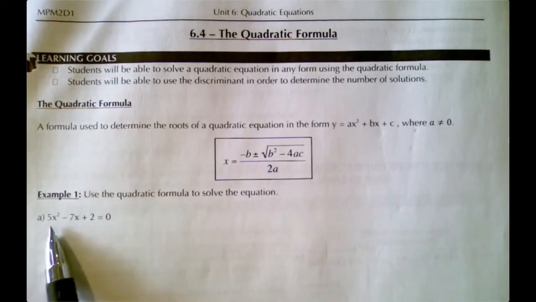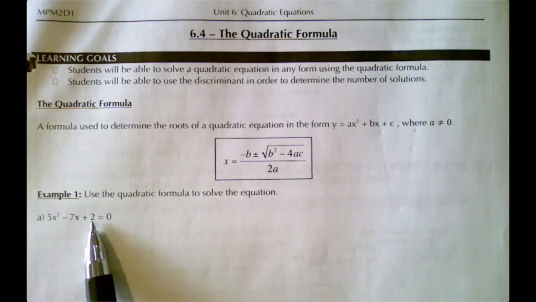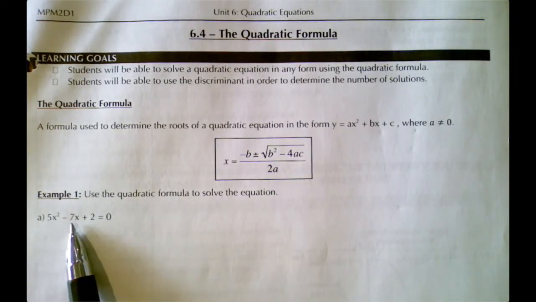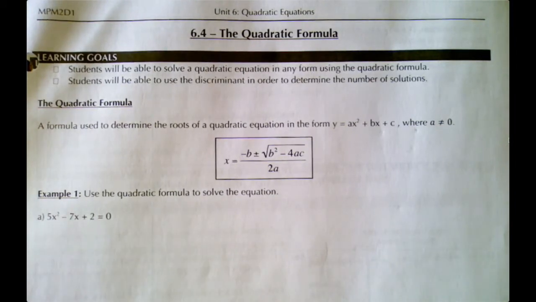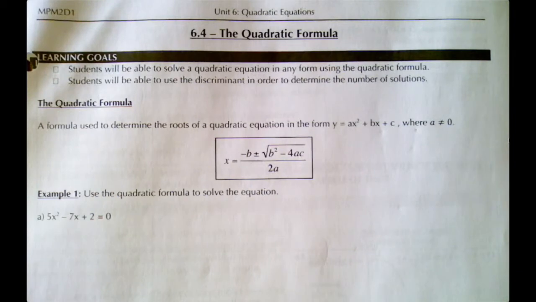So if we were given a question like example 1, and we tried to factor by looking for numbers that multiply to 10 and add to negative 7, and we couldn't factor it, we could then use this complicated looking formula. If we can factor, we should probably try to factor it. And if we can factor it, we should solve by factoring. But if we can't, we can use the quadratic formula.